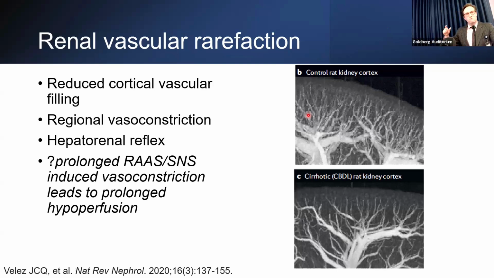So I would guess that the physiology of cirrhosis and high sympathetic tone and high RAS activation likely leads to such prolonged renal vascular constriction that may lead to more chronic scarring and irreversible injury.